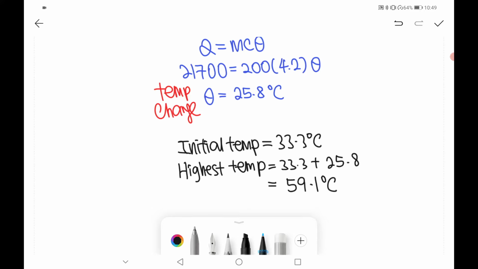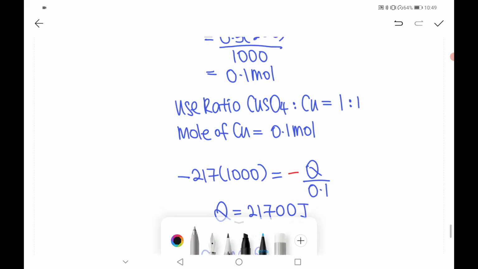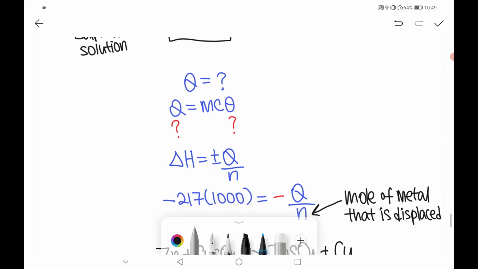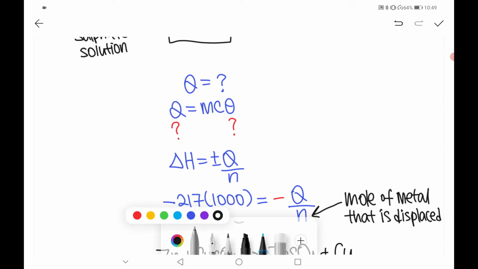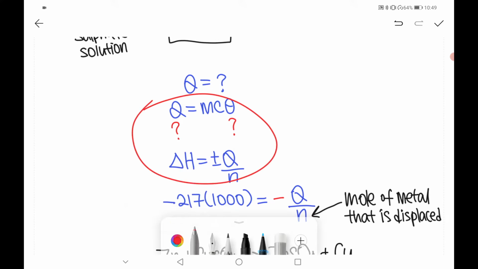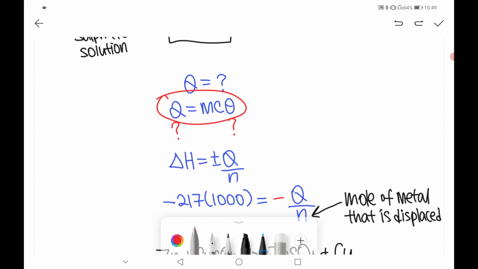So that is the highest temperature. Okay, so again, the calculation looks very complicated, but not really actually. Why? Because at the end of the day, it's still about these two important formulas: Q equal to mc theta, and delta H equal to plus minus Q over n. We just play around with these two formulas only. The main concern is always these two.